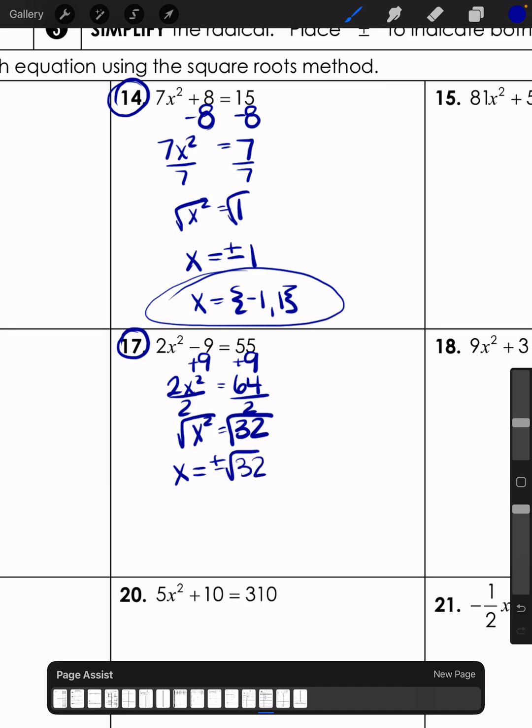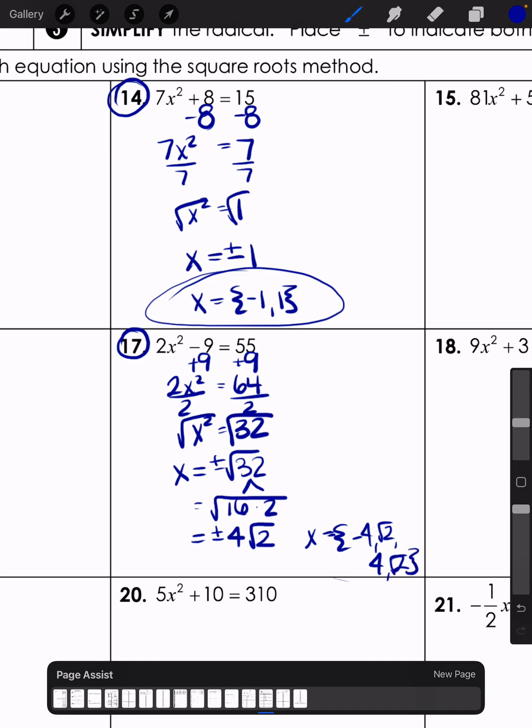32 can break down into 16 times 2, which means I should have the square root of 16 times 2, plus or minus. The square root of 16 is 4, and then 2 is left inside of the radical sign. So that means I should have two results: x is equal to -4 square roots of 2 and +4 square roots of 2.